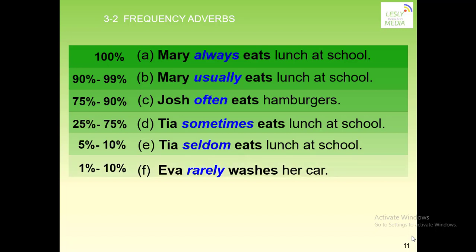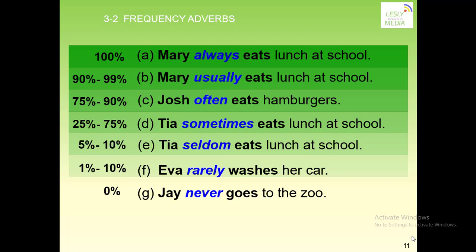Okay, how about this one? Eva rarely washes her car. Rarely here means jarang tapi hampir tidak pernah. Yeah, it means 1% until 10%. Okay, next. The last one. Never. What's the meaning of never? Tidak pernah. It means zero, ya.